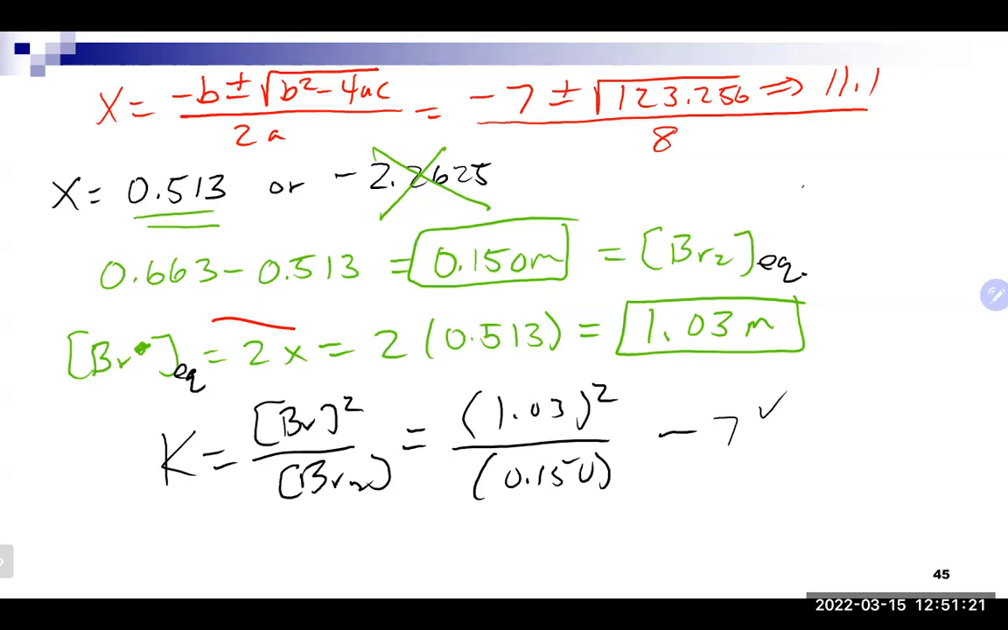So that's a good way to check yourself, make sure you didn't screw up, because like I said, there are a lot of places where you can screw up. And again, if you put it back in and you got an equilibrium constant of like 400, definitely you screwed up somewhere in the math part of it.